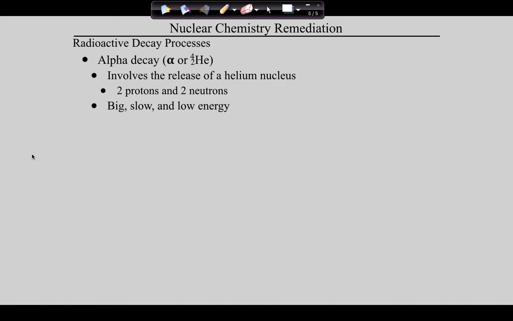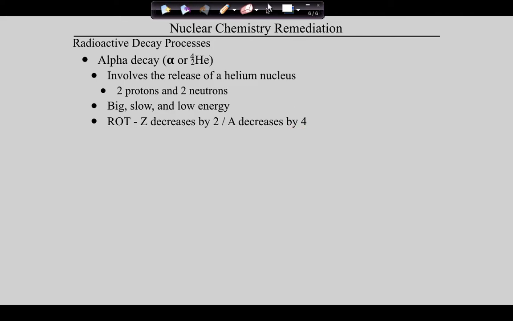When this happens, these particles that are released are big, low energy, slow particles that are not very penetrating. But as this happens, the thing that you need to know about how it affects the nucleus is the atomic number Z during alpha decay goes down by 2, and the atomic mass A goes down by 4. And again, we need to remember that Z, the atomic number, tells us the number of protons, and A, the atomic mass, tells us the number of protons and neutrons.